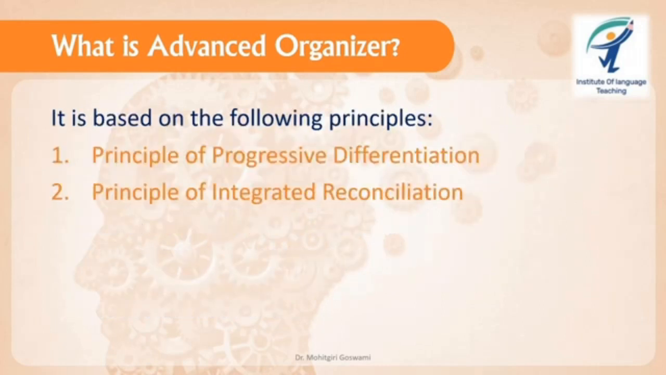It is based upon the following principles. The first one is the principle of progressive differentiation. In it, the most general idea about the subject is presented first, then it is progressively differentiated in terms of detail and specificity. The second principle is the principle of integrative reconciliation. It simply means that new ideas should be consciously reconciled and integrated with previous knowledge. Thus, this model is called Advanced Organizer Model.